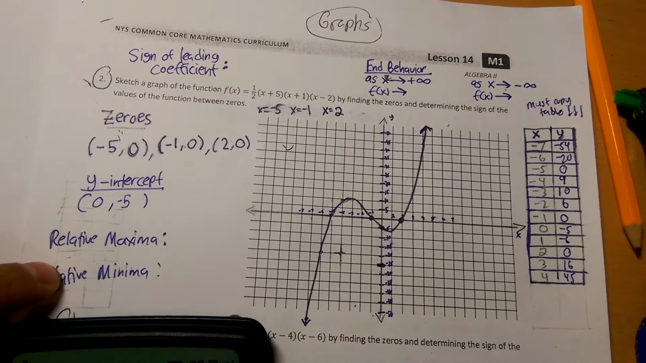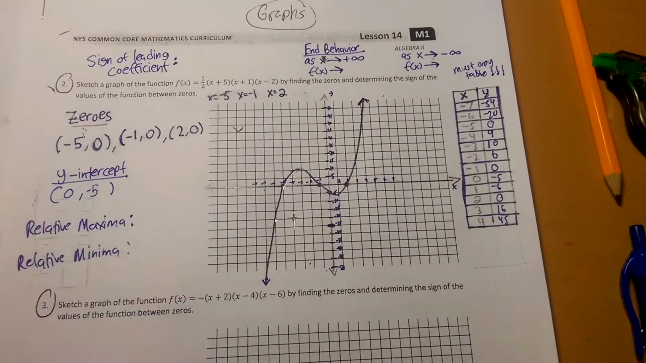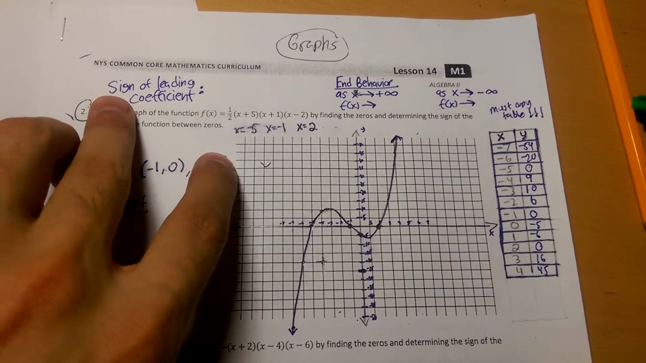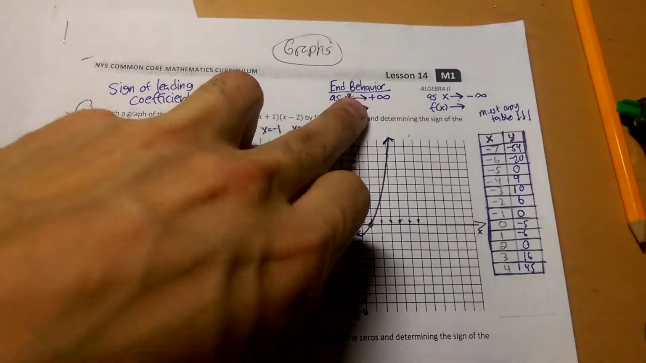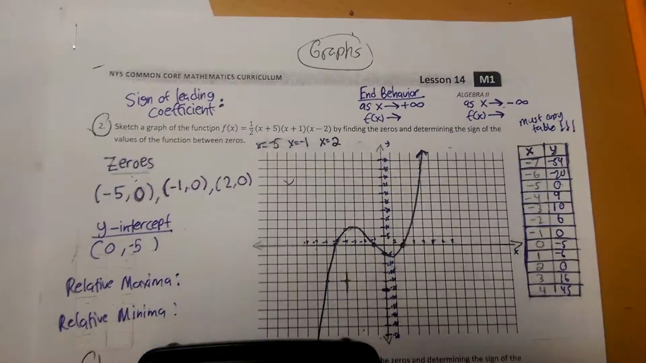Relative maxima, minima, and a couple other things, okay? So I'm going to just tell you what's remaining here. We need the relative maxima, minima, whatever they are. We also need the sign and leading coefficient, which is pretty easy to get. And we need the end behavior, okay? We talked about end behavior yesterday. So here we go. What do we need to do now?